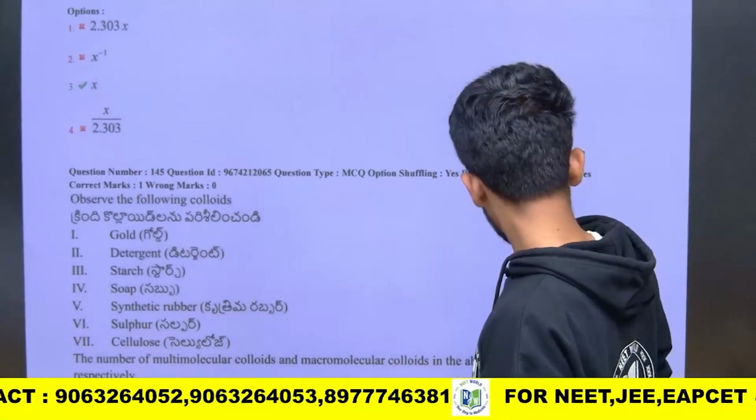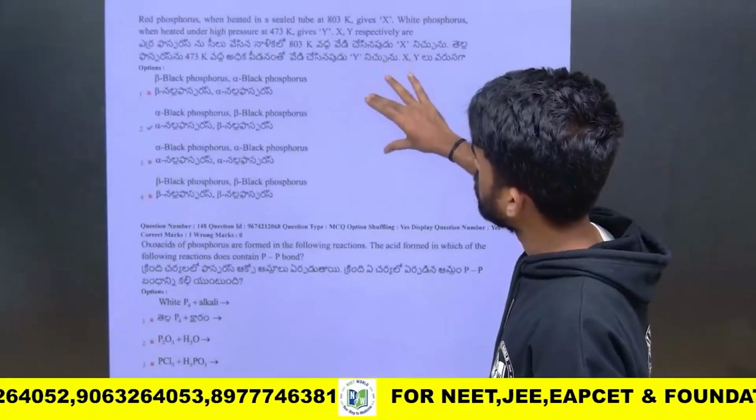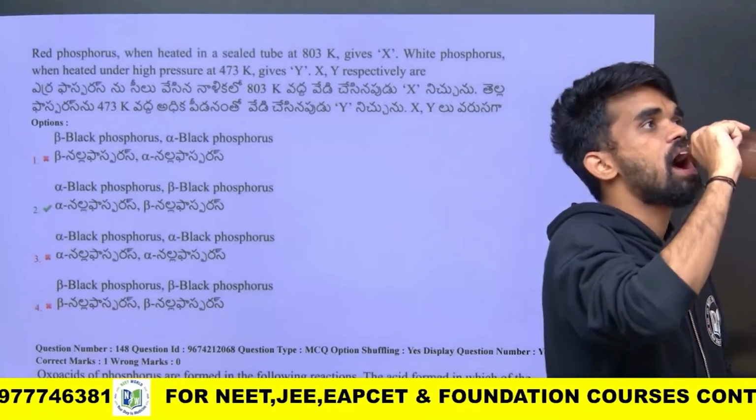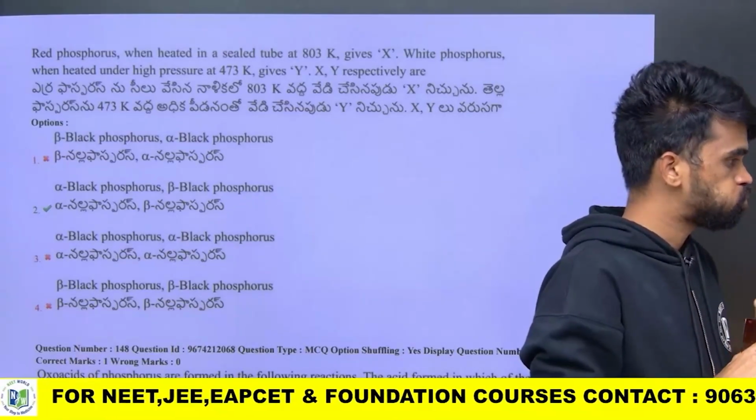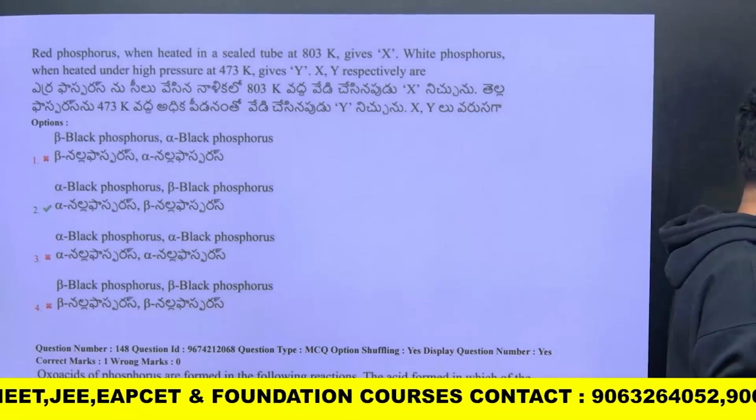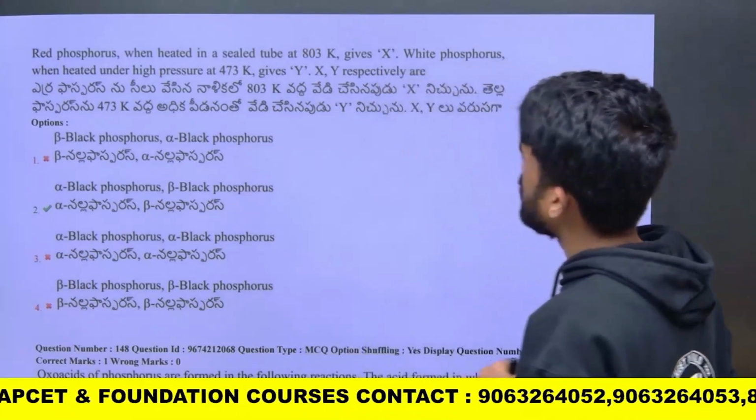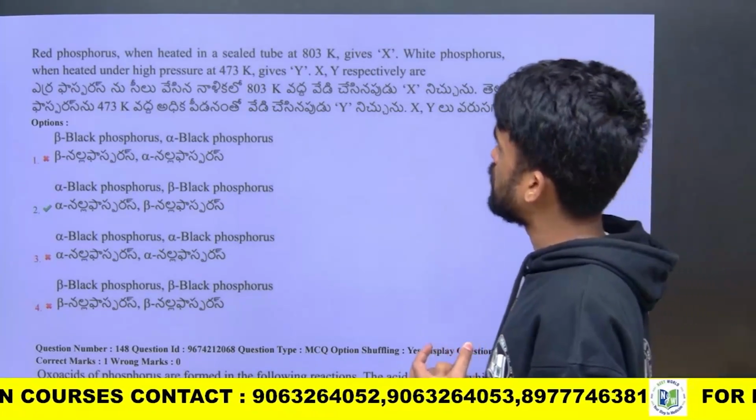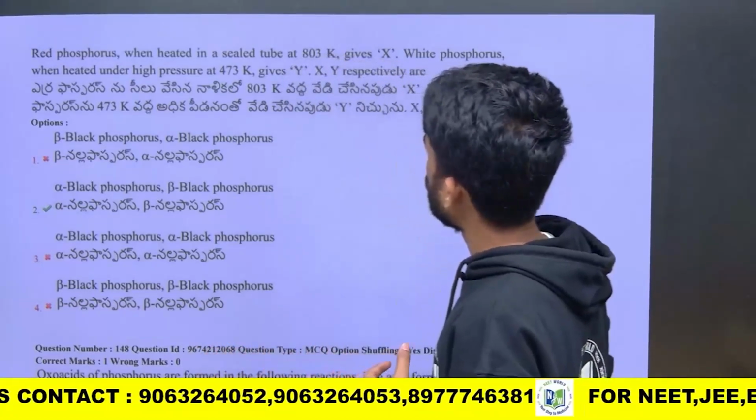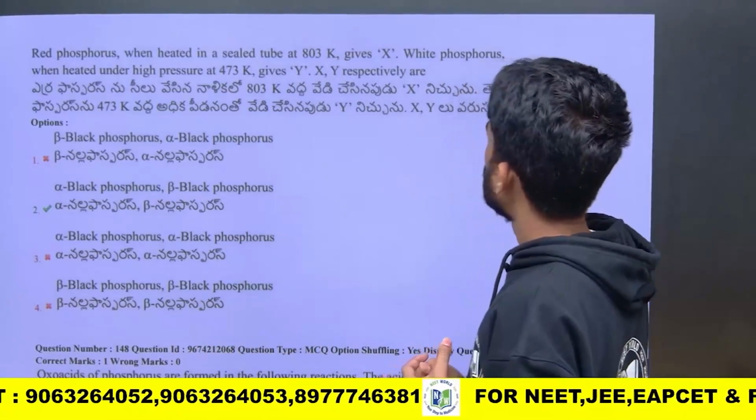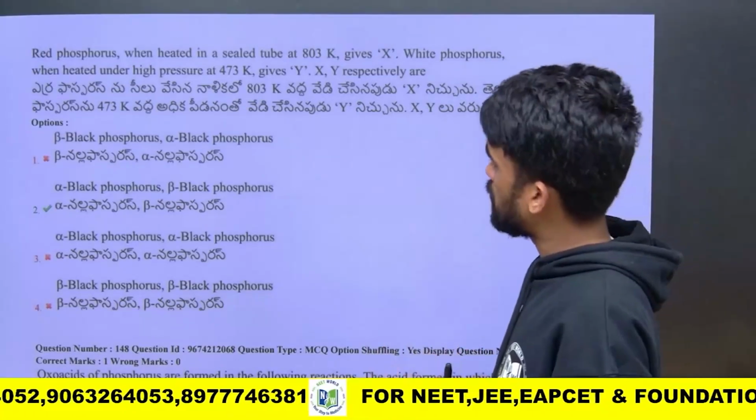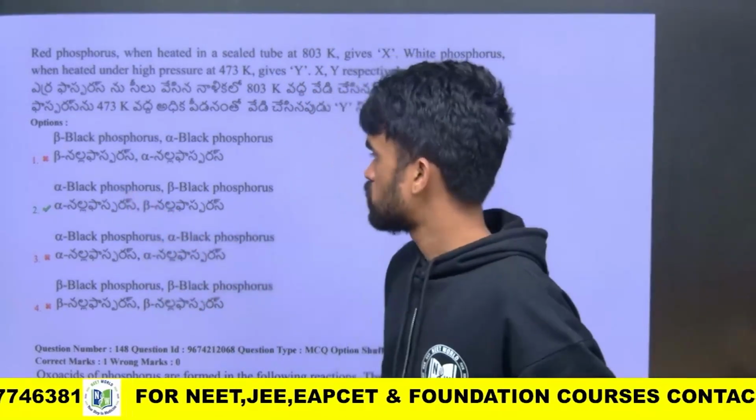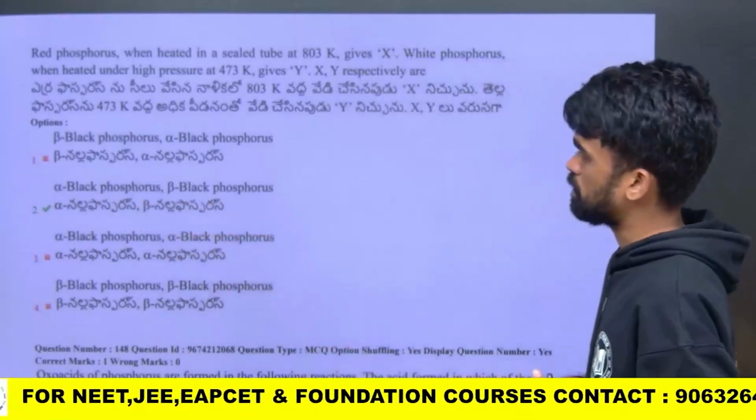Okay, then next, let us solve this question. Red phosphorus when heated in a sealed vessel at 800 Kelvin gives x, white phosphorus when heated under high pressure at 473 Kelvin gives y. See, both red phosphorus and white phosphorus upon heating at these respective temperatures provide black phosphorus only. So one is alpha black phosphorus, another one is beta black phosphorus, that is the answer.